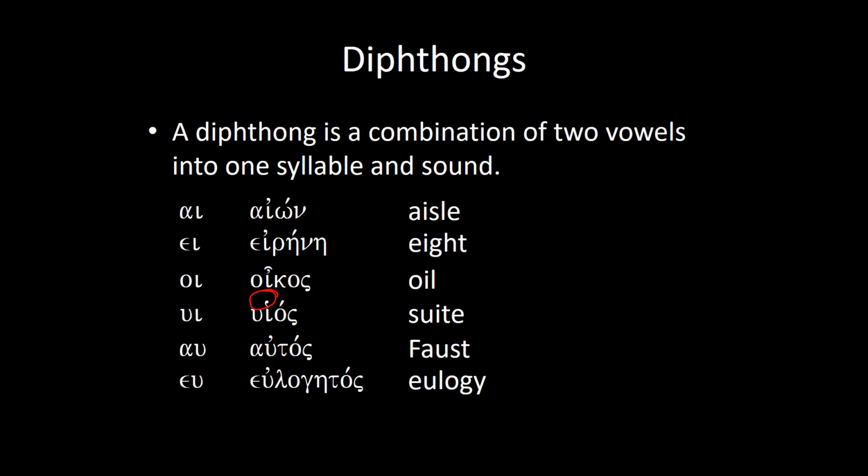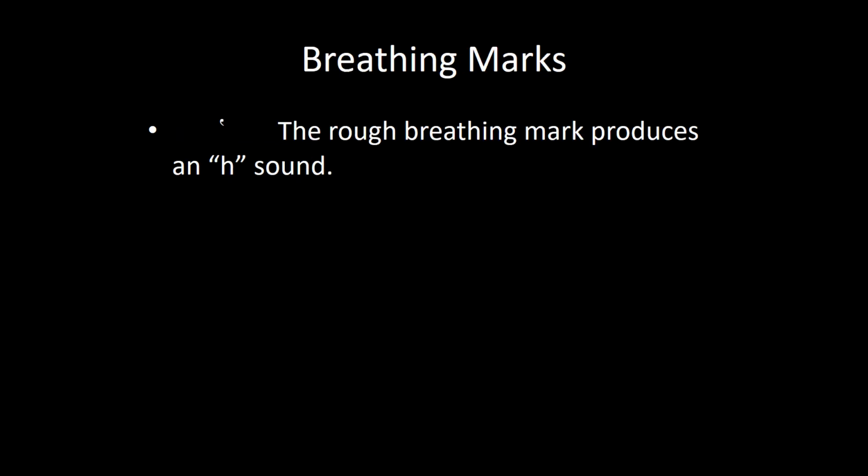So these are diphthongs. What is a diphthong? A diphthong, two letters, two vowels combining to make one sound. One more. Ouranos, omicron upsilon, makes the ou sound. This word, ouranos, the word for heaven. The ou as in soup. Diphthongs. As promised, let's talk about some breathing marks.